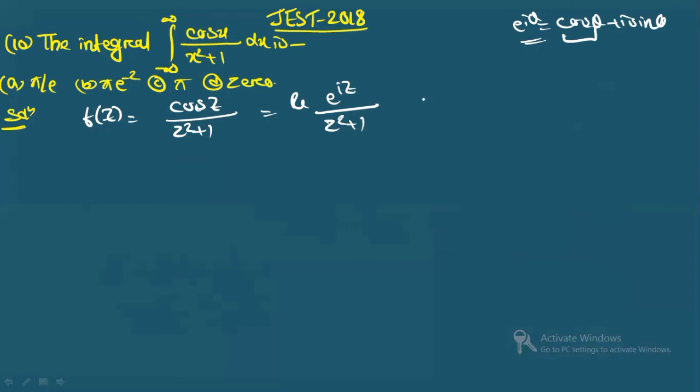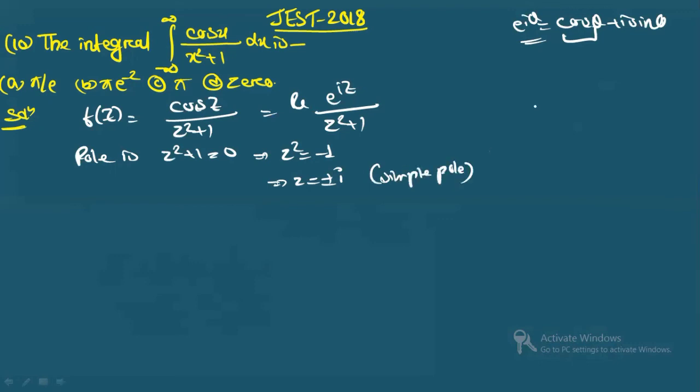Now we will find the pole. The pole is where z square plus 1 equals 0. That means z square equals minus 1. So z equals plus minus i. Right? So this is a simple pole. We are considering only the upper half. So plus i lies here, minus i lies here. So only plus i will lie inside, minus i will be outside. So we will find the residue for z equals i.